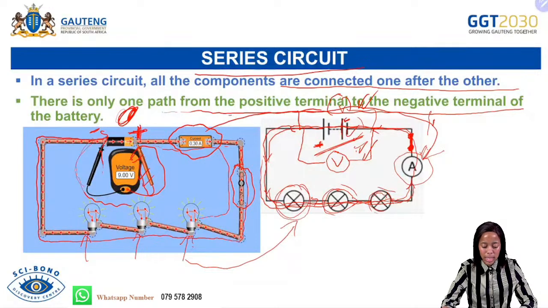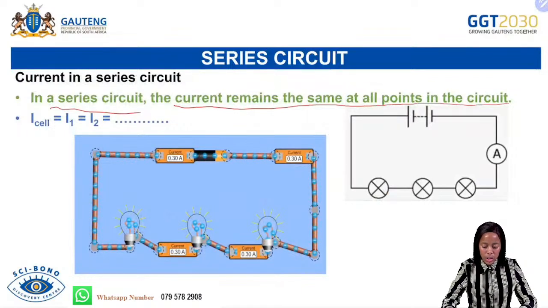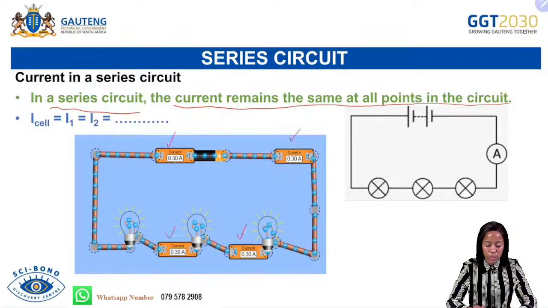What's important to note is that there is only one path for the current to flow, and that current will flow from the positive terminal to the negative terminal. Then it says in a series circuit, the current remains the same at all the points in the circuit. With this diagram, we added the ammeter so that we can read the current, as the statement says that in a series circuit, the current remains the same at all the points.